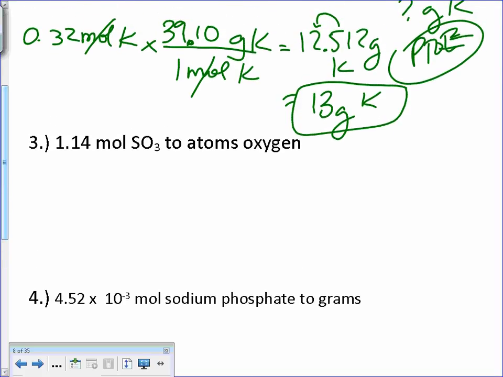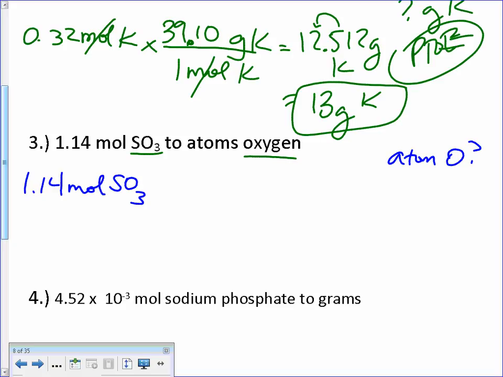Next, now we have a problem. We actually have sulfur trioxide that we're starting with, but we're going to atoms of oxygen. So that's not a direct conversion. That's a 2 or 3 step process. So we need to remember just to write down to the side atoms of O, and that's not diatomic oxygen. That's just simply the atom oxygen, just O. And then tell me what we're starting with. 1.14 moles of sulfur trioxide.